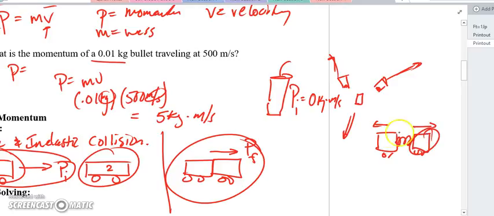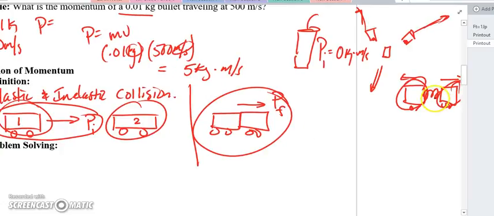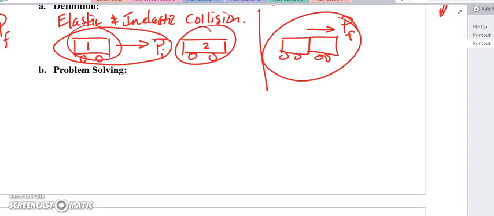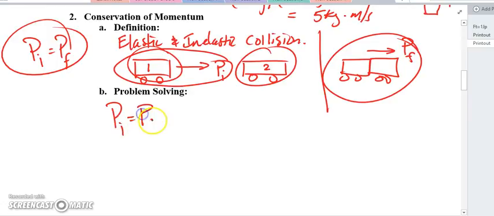This one would have some velocity, and this would have velocity, which would mean that they'd have momentum, and that would have to add to 0 because they were initially at rest. When we're doing problem solving here, you want to always start with this equation, which is P initial equals P final. On the AP exam, you can indicate that you understand the concept by showing this equation.